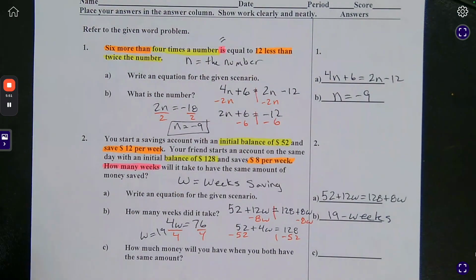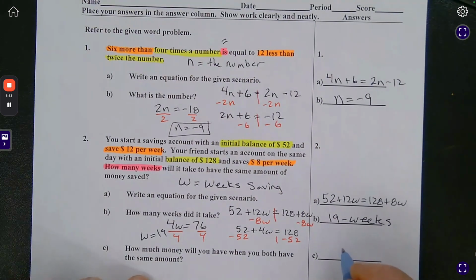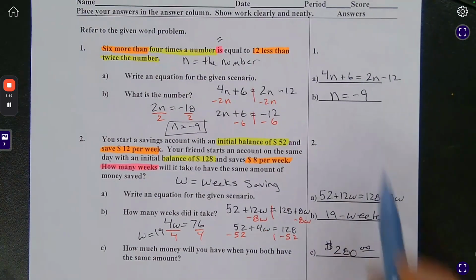How much money will you have? Oh, I just figured that out. $280. Make sure you use a unit of measurement on all of your word problems. All right, let's keep going.